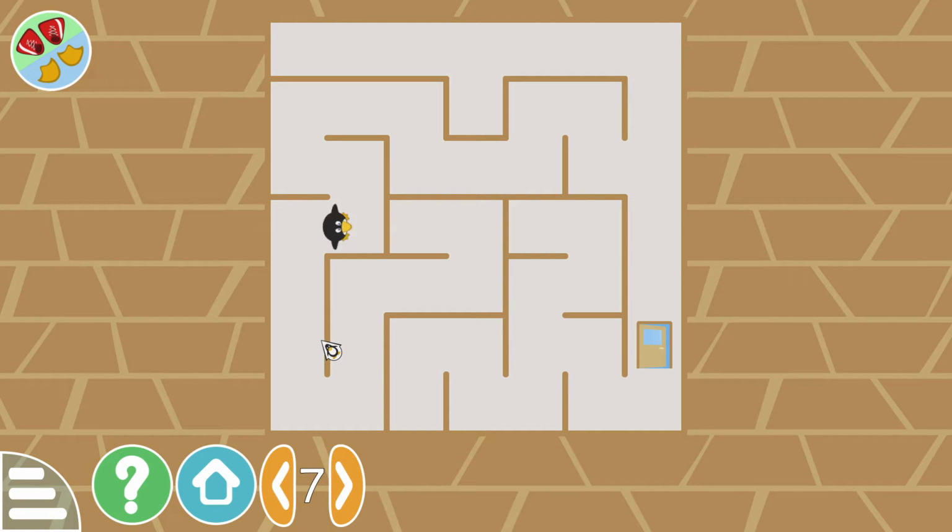From here, we've got to turn left and go down the corridor. And then take a right-hand turn and carry on to the end.